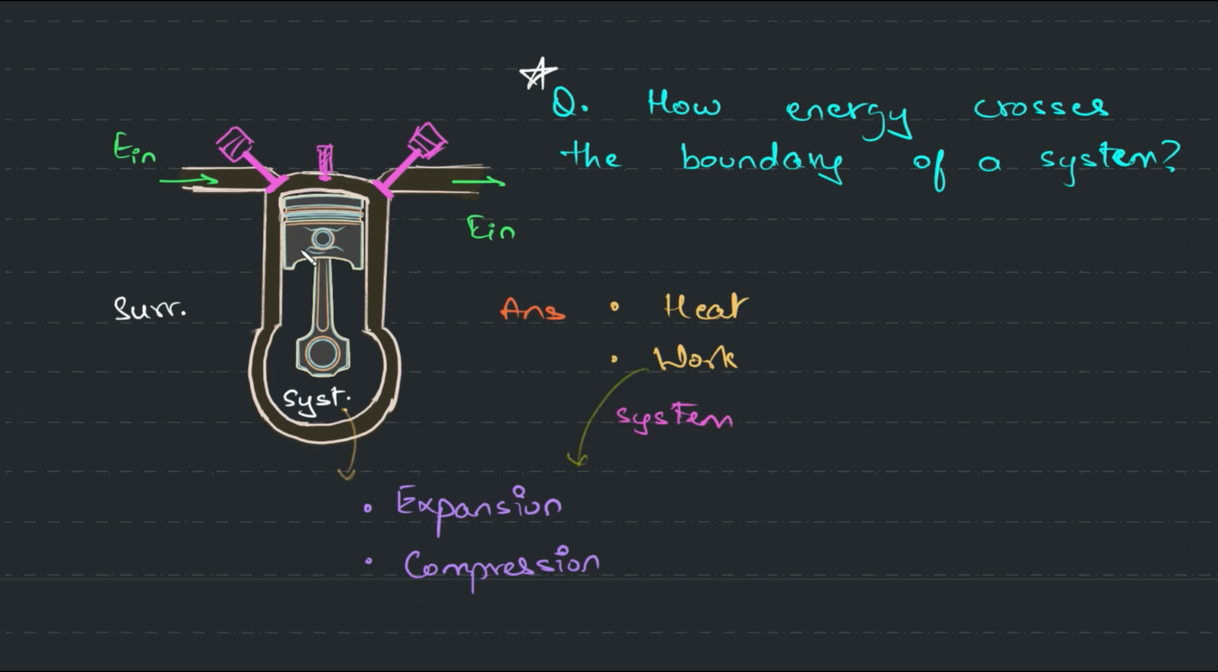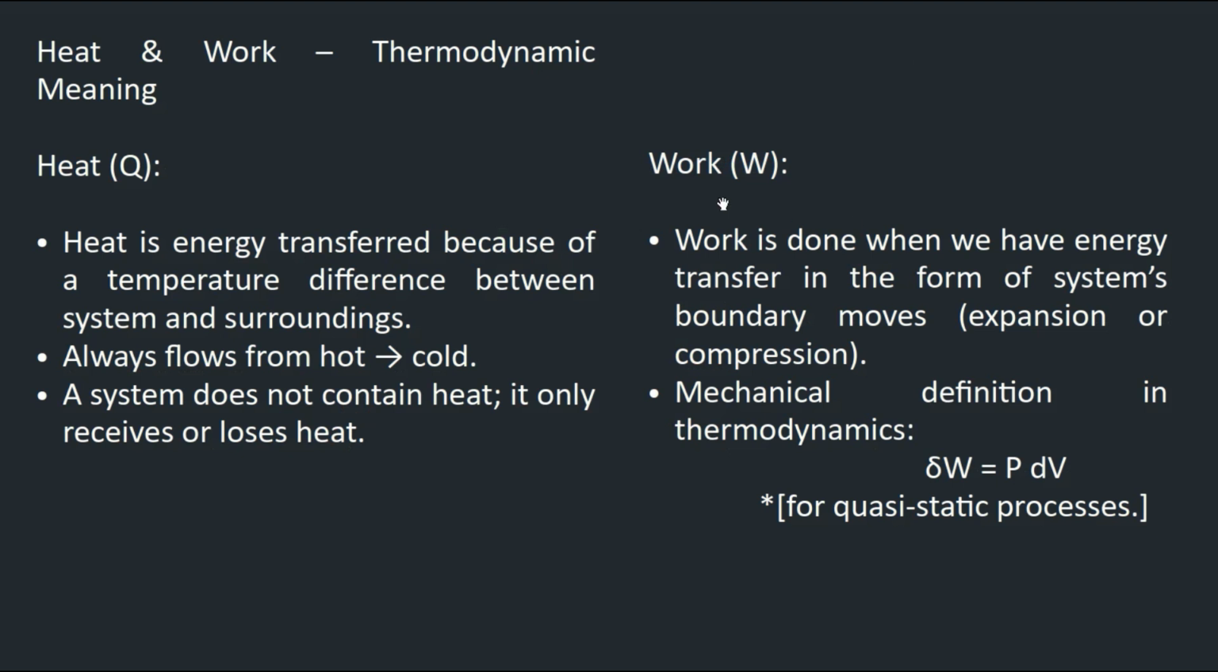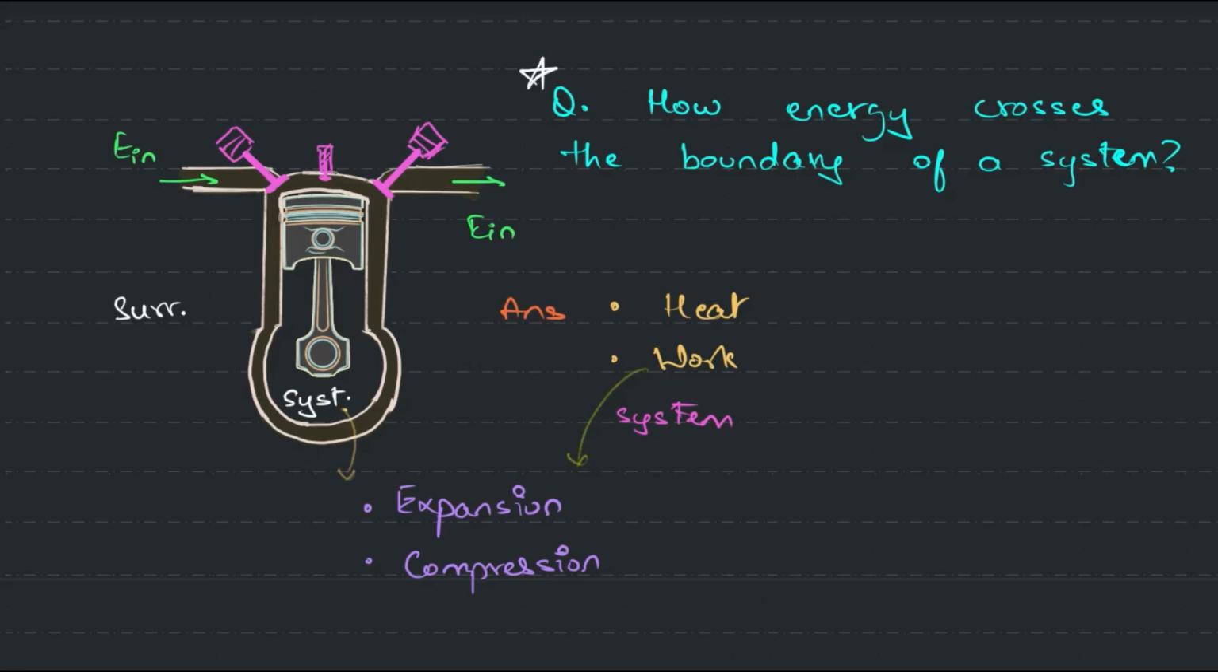No other form, this is the form. That has to be very clear. Work is done when we have energy transfer in the form of system's boundary movement. That is either expansion or compression. So basically when we're looking at a piston, what happens? The piston goes up and down, right? And that's how the entire thing works.